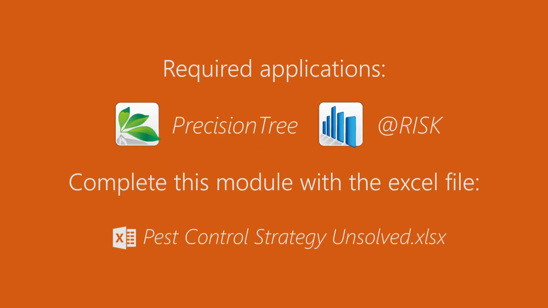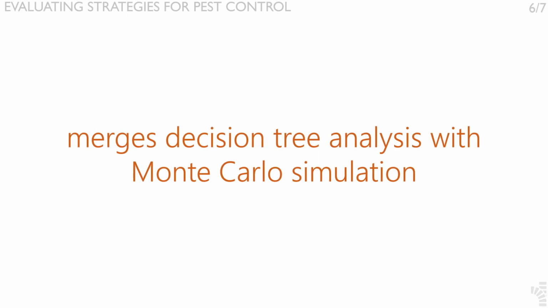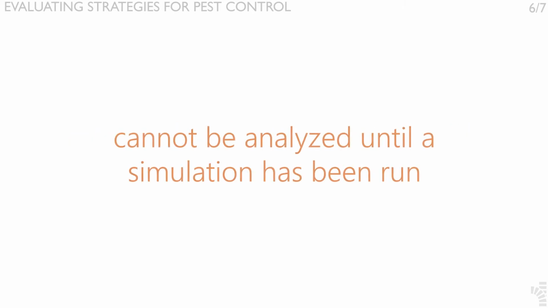Creating a structure for analyzing results. Since this tree merges decision tree analysis, PrecisionTree, with Monte Carlo simulation methodologies, @RISK, its final results cannot be analyzed until a simulation has been run upon certain outputs of the model. We now need to define these outputs in order to be able to adequately analyze results right after a simulation has been run.